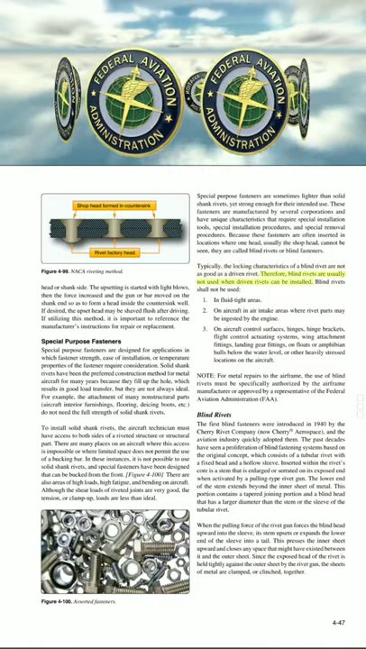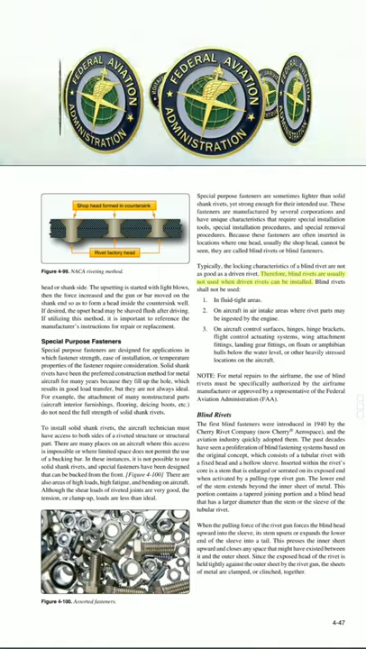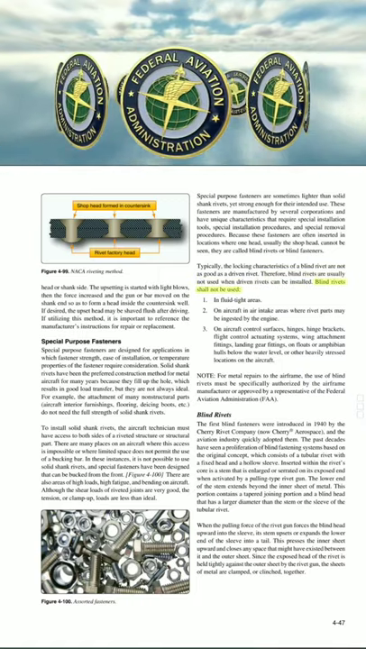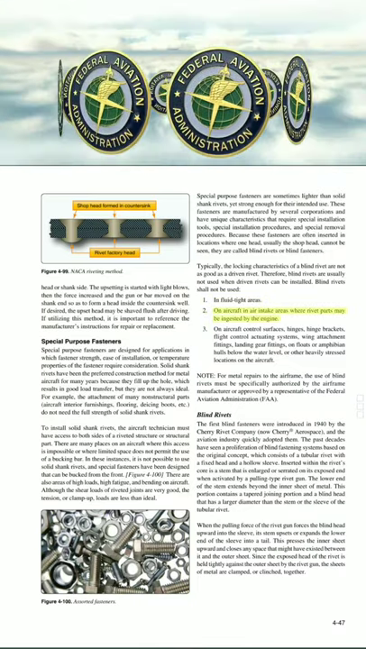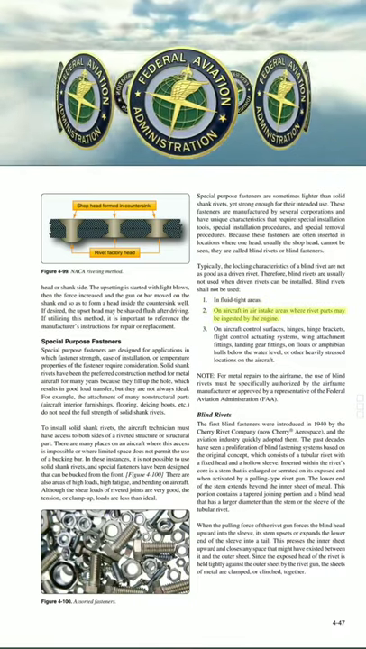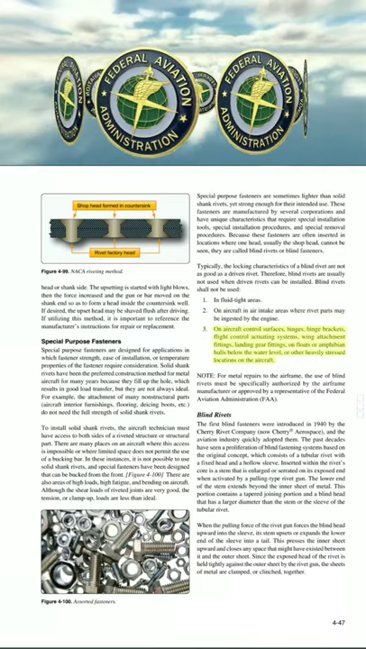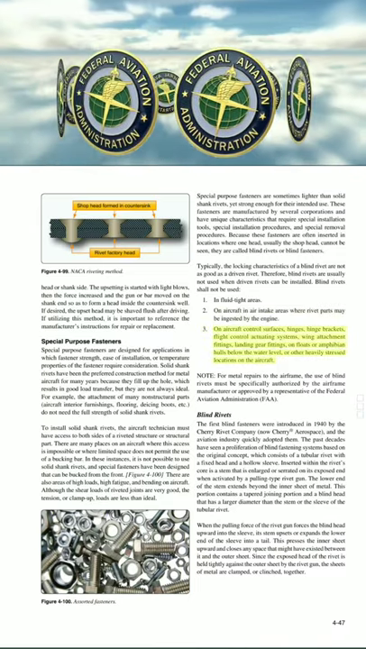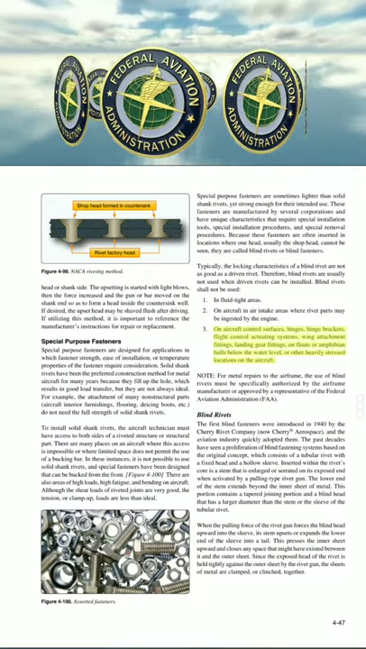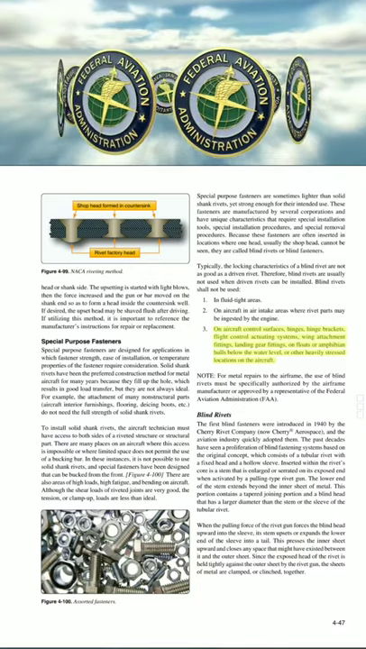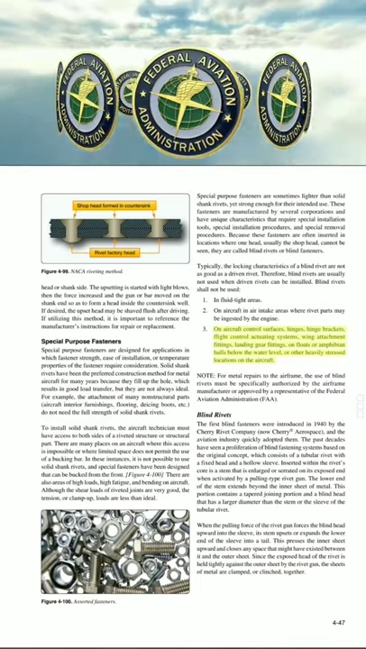Therefore, blind rivets are usually not used when driven rivets can be installed. Blind rivets shall not be used: 1. In fluid-tight areas. 2. On aircraft and air intake areas, where rivet parts may be ingested by the engine. 3. On aircraft control surfaces, hinges, hinge brackets, flight control actuating systems, wing attachment fittings, landing gear fittings, on floats or amphibian hulls below the water level, or other heavily stressed locations on the aircraft.